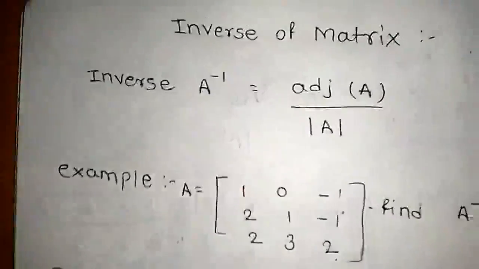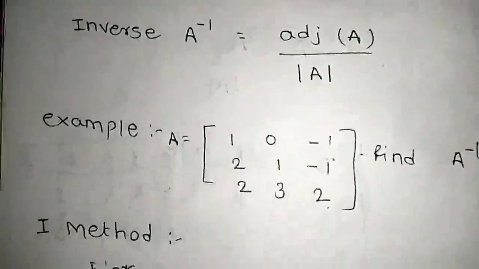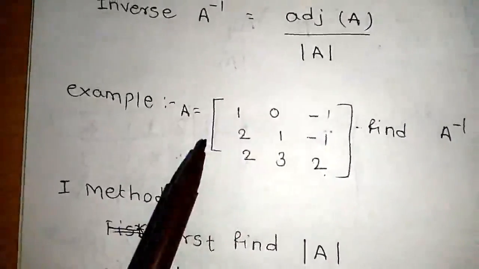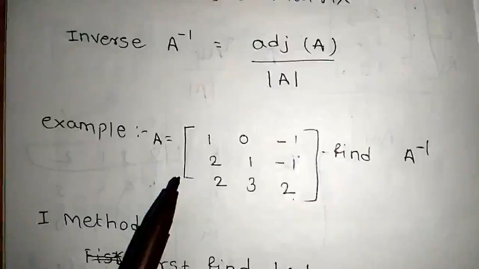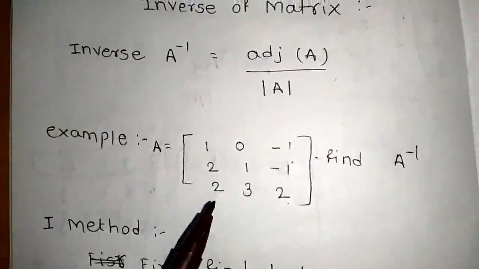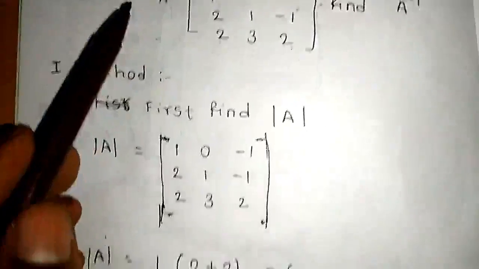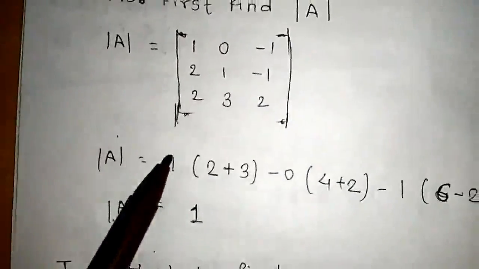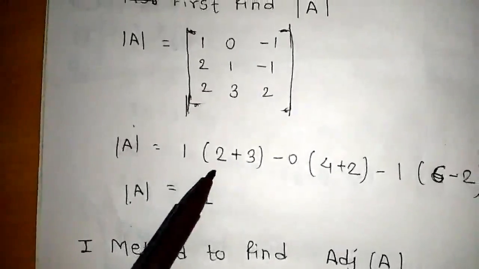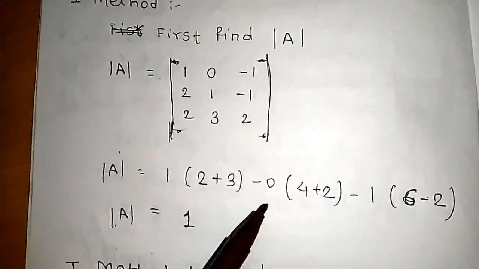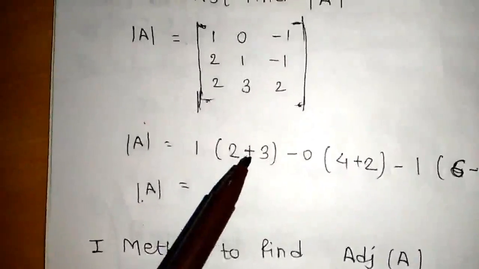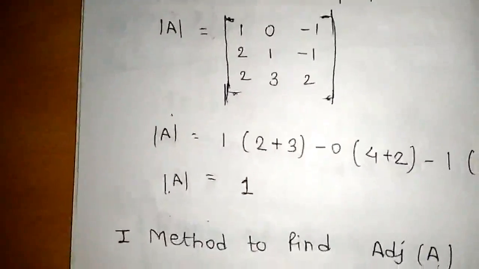determinant of that matrix. Now example I have taken, suppose here is A matrix 1 0 minus 1, 2 1 minus 1, 2 3 2, and I have to find the A inverse. Now first I have to calculate determinant of this. So how to calculate determinant of this 3 by 3 matrix? This is 1 into 2 plus 3, 0 minus 0 into 4 plus 2, minus 1 into 6 minus 2. So the determinant is equal to 1.